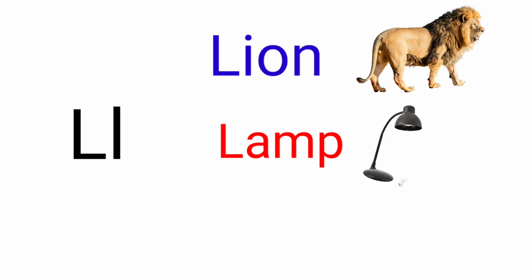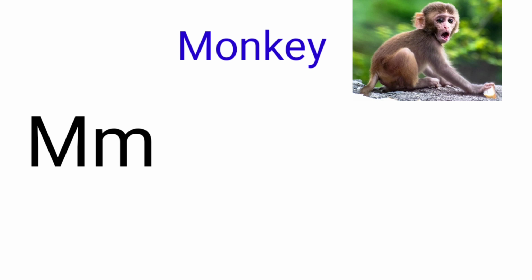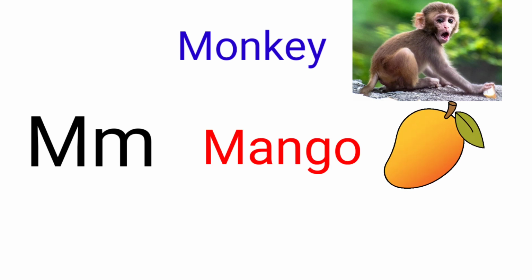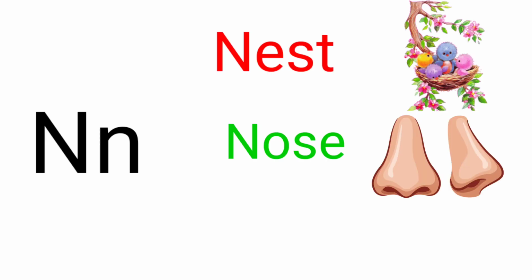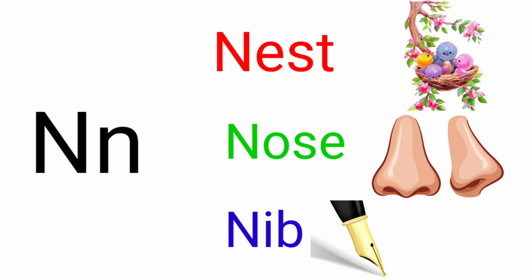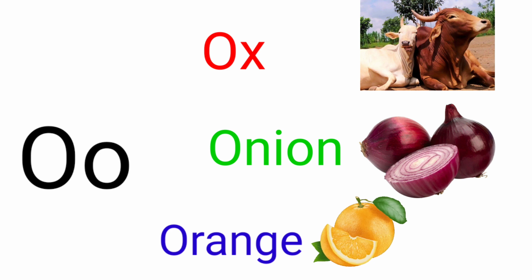L for lion, lamp, lock. M for monkey, mango, moon. N for nest, nose, nip. O for ox, onion, orange.